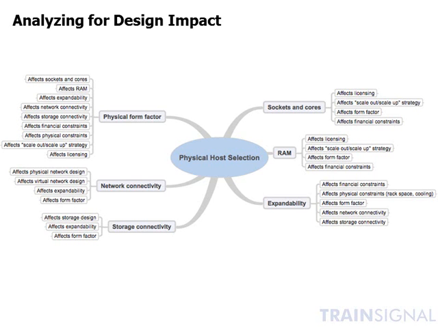Typically, rack mount servers are going to be more expandable than blade servers or highly dense rack mount servers. It's going to affect your network connectivity, your storage connectivity, your financial constraints, your physical constraints like power, cooling, rack space, floor space. All of that is going to be affected by the form factor. The strategy that you're going to use, even your licensing, can be affected by the form factor because your form factor will determine how many sockets and cores, which is directly how you go about licensing VMware vSphere.